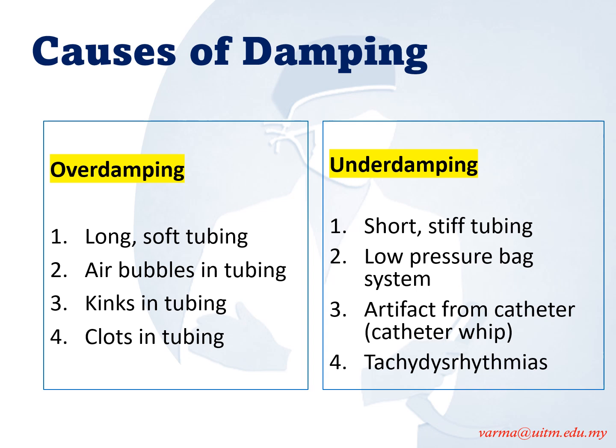What are the causes of damping? The damping can be caused by many factors. Overdamping is usually due to long and soft tubing. We have talked about the ideal fluid-filled tubing should be short and stiff. Any air bubbles in the tubing can also cause overdamping. Kinks and clots as well contribute to overdamping.